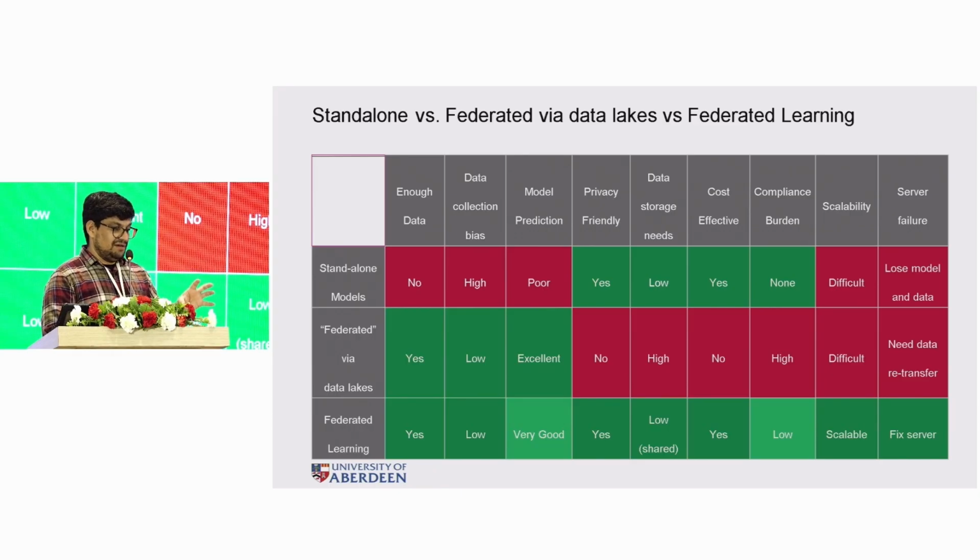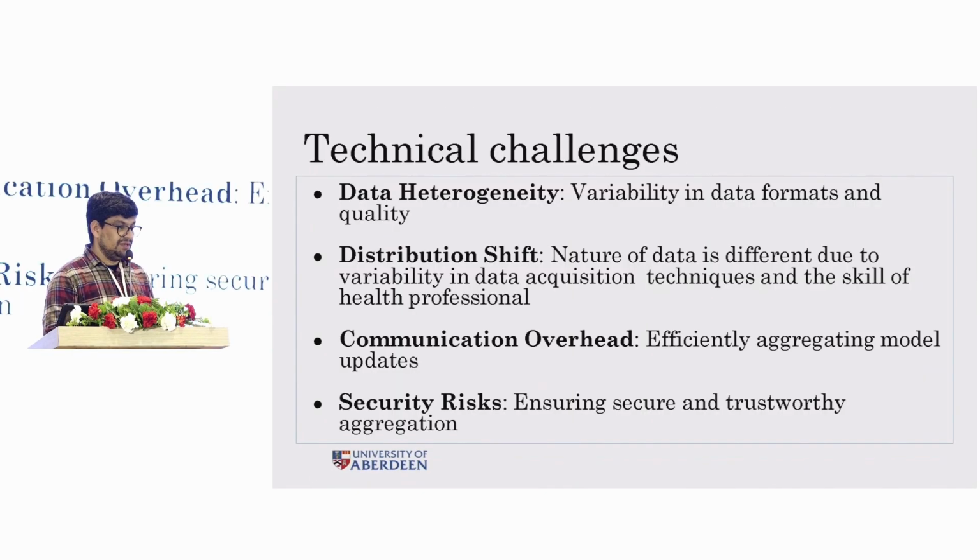Right, so this is a comparison between these techniques, standalone, aggregated, and federated learning, on different attributes. The red means the disadvantage, and the green means the advantage of the technique. So what I can say here is that federated learning comes with several advantages in different attributes.